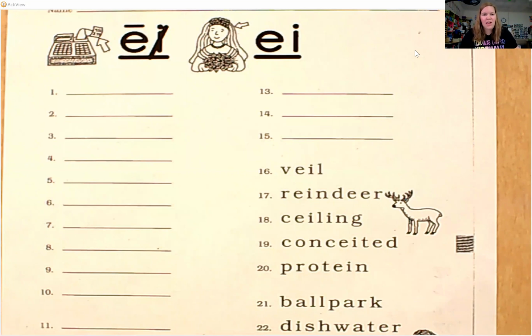Today we talked about digraph EI. That says A or E. We are going to practice reviewing our sounds. Remember to repeat the sound with me and then write the letters on the line.